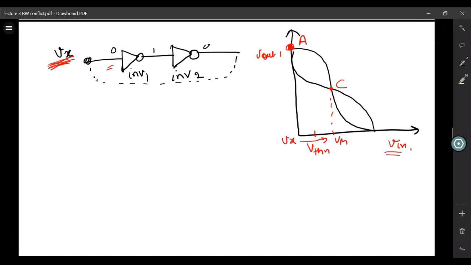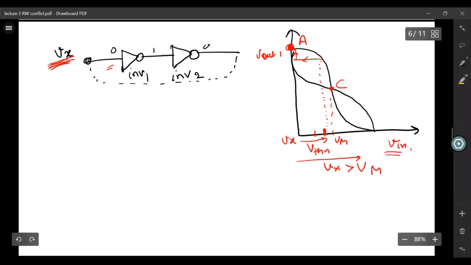So as long as we do not hit this C, which is Vm, we are sure that even if the input, let's say your Vx, is here, we will again come back, because of this regenerative feedback, to the stable state A. However, if somehow your Vx increases beyond Vm, somewhere here, definitely you will go towards the state B, which you do not want.